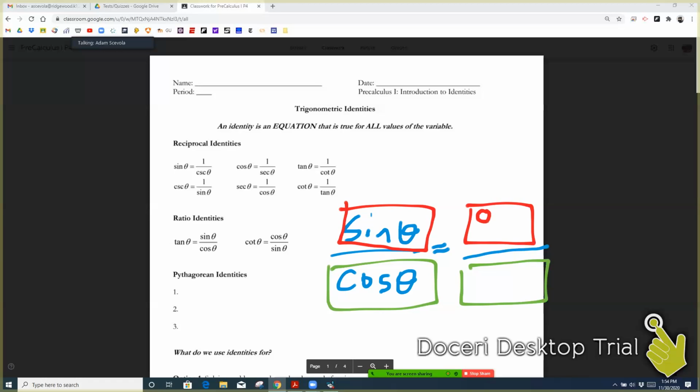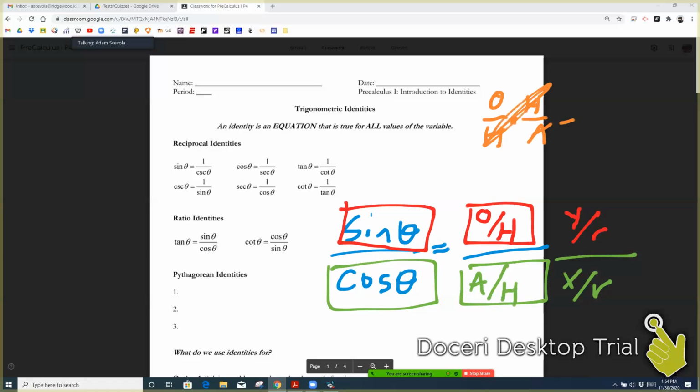So sine is equal to opposite over hypotenuse, or if you use the new definition that we learned, y over r. And cosine is equal to adjacent over hypotenuse, or as we learned, x over r. Now, if you were to divide O over h over A over h and simplify that, that's the same thing as multiplying by the reciprocal, which gives you O over A, which is TOA, tangent. So there's a little proof as to why sine over cosine is equal to tangent.